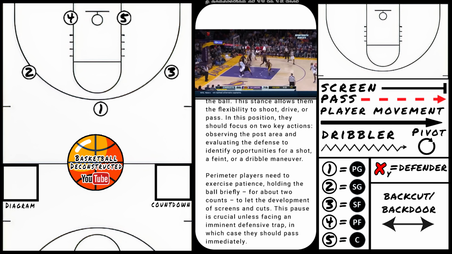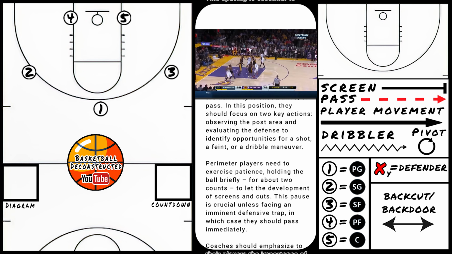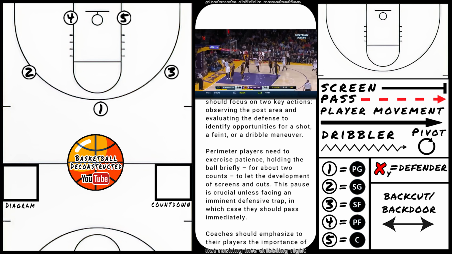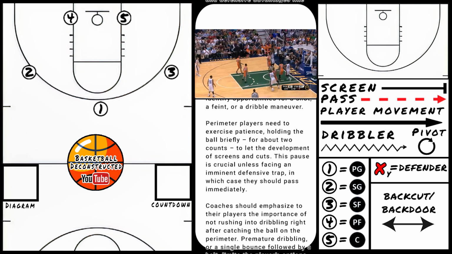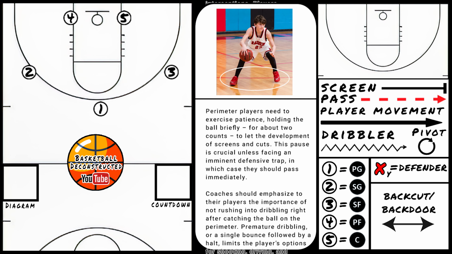Perimeter players need to exercise patience, holding the ball briefly, for about 2 counts, to allow the development of screens and cuts. This pause is crucial unless facing an imminent defensive trap, in which case they should pass immediately.